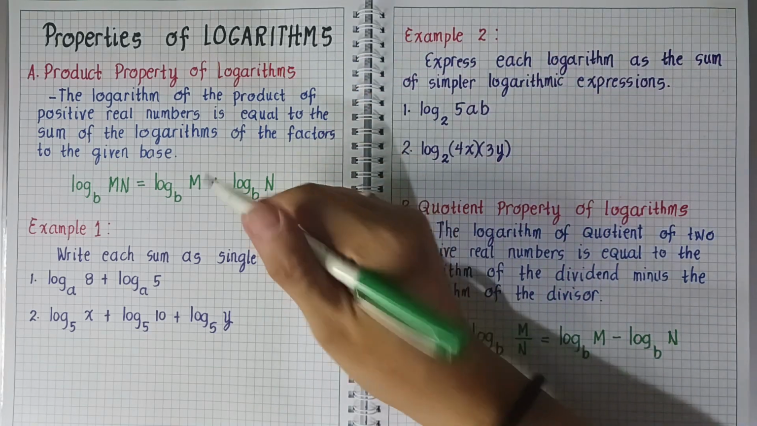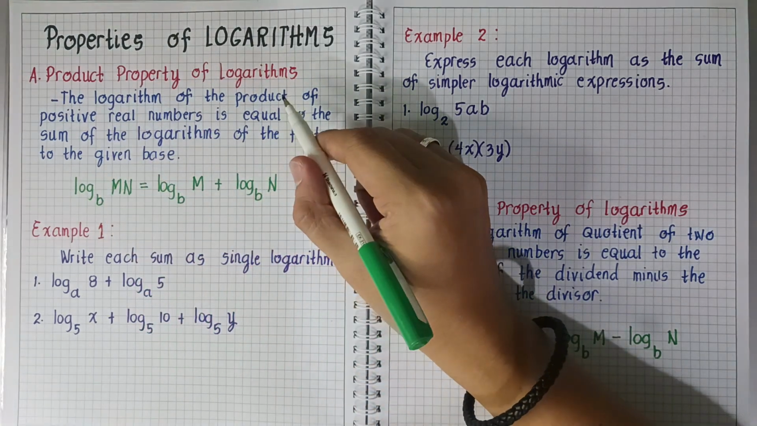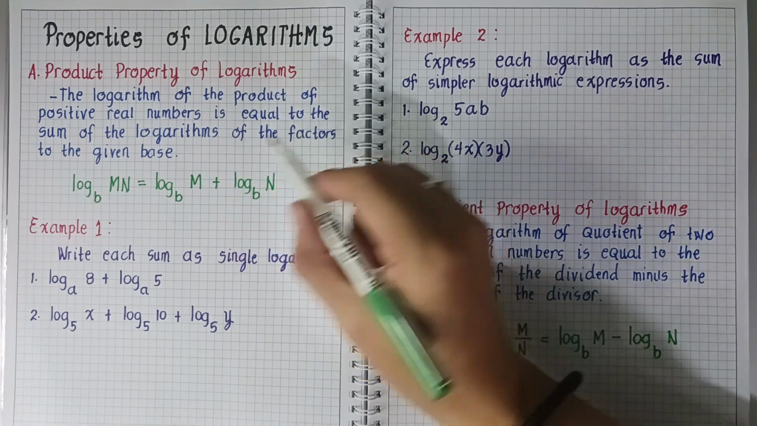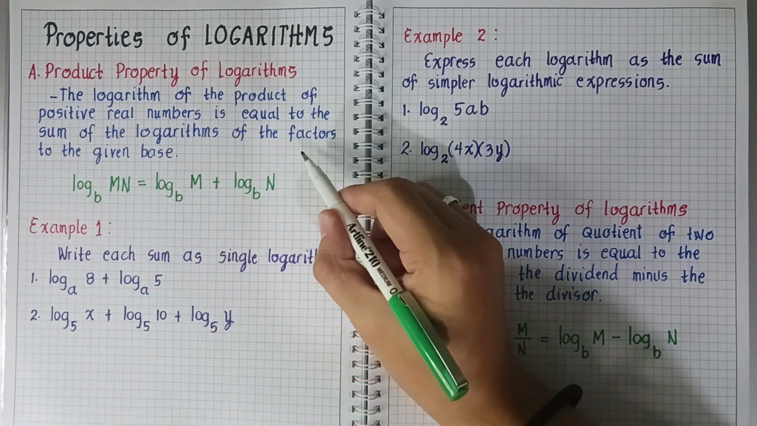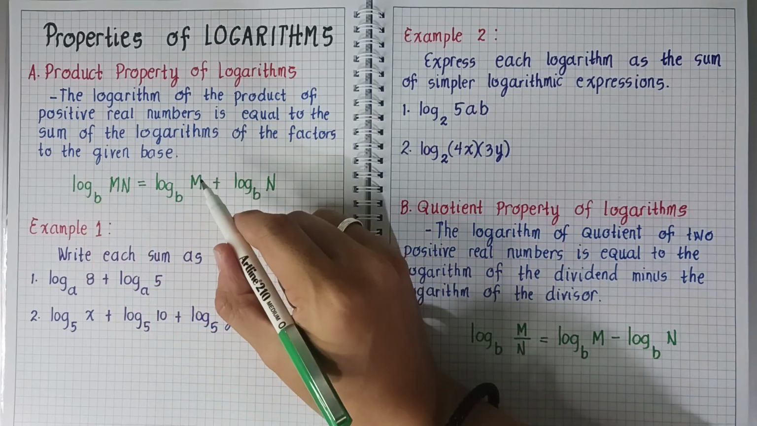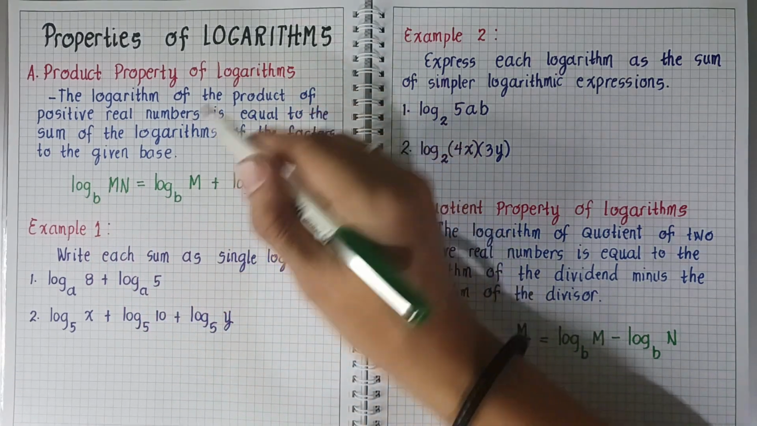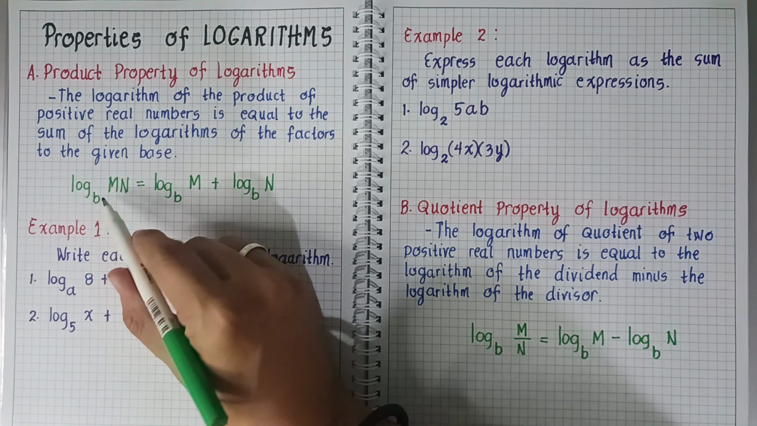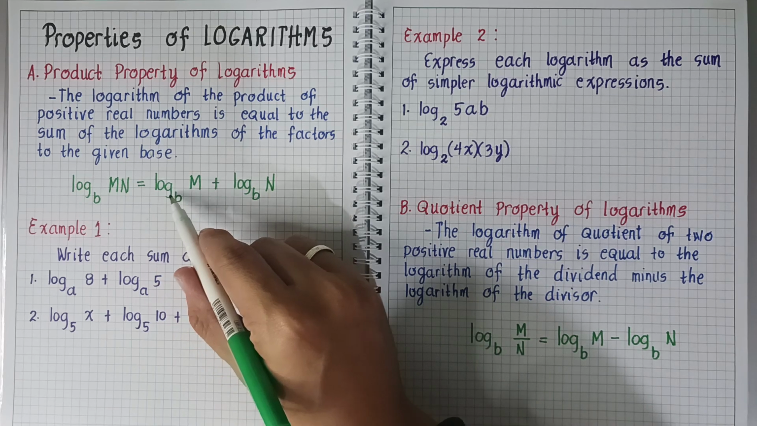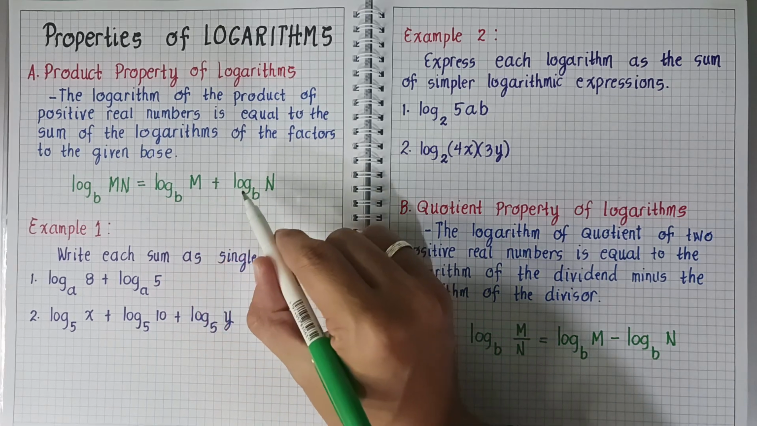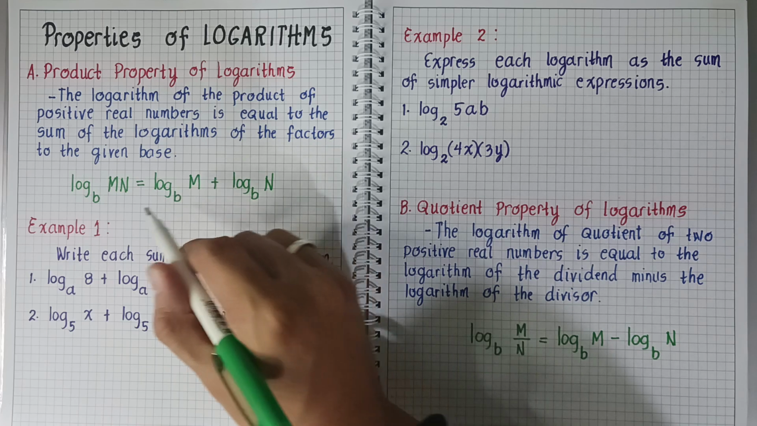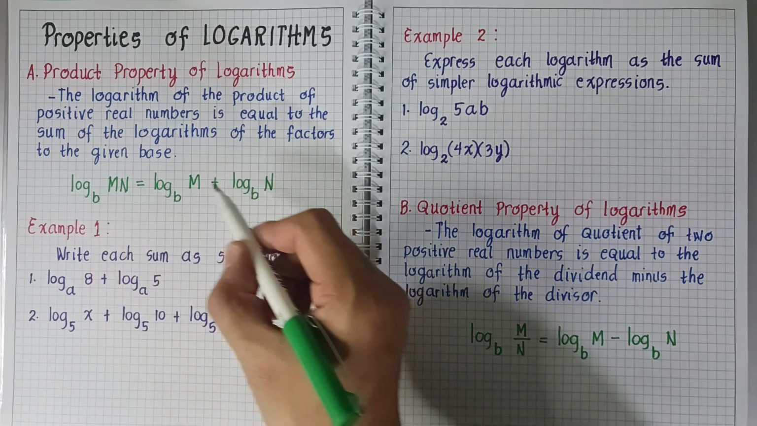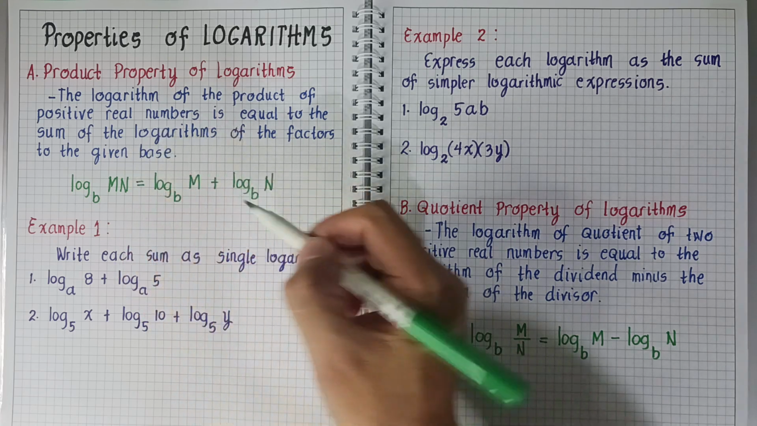So the first property is the product property of logarithms. The logarithm of the product of positive real numbers is equal to the sum of the logarithms of the factors to the given base. So in symbols, kung isusulat natin siya, the logarithm of m times n to the base b is now equal to logarithm of m to the base b plus logarithm of n to the base b. So dito, kung mapapansin natin guys, in-expand natin. Okay, so this is the product property of logarithms.